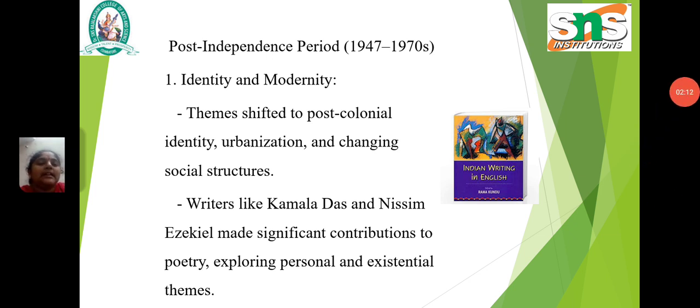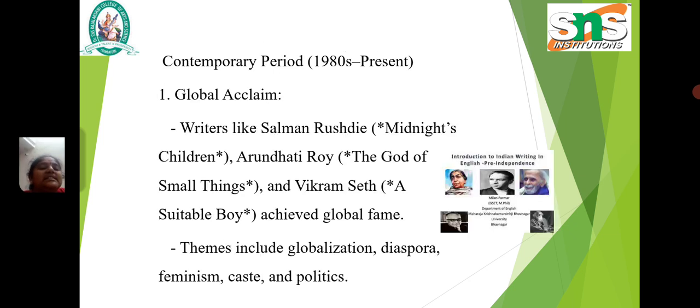Post-independence era, that is between 1947 to the 1970s. The main theme of this post-independence period is identity and modernity. Themes shifted to post-colonial identity, urbanization, and changing social structures. Writers like Kamala Das and Nissim Ezekiel made significant contributions to poetry, exploring personal and existential themes.